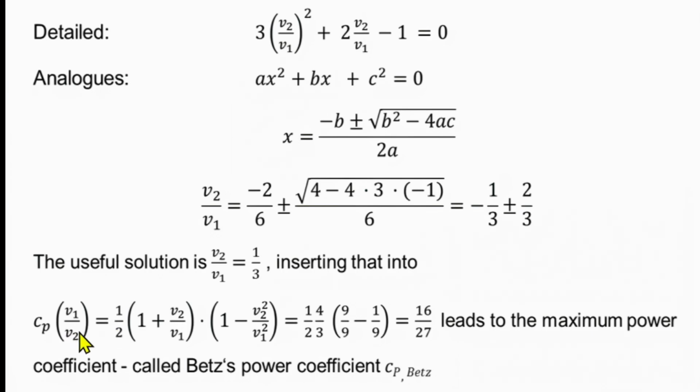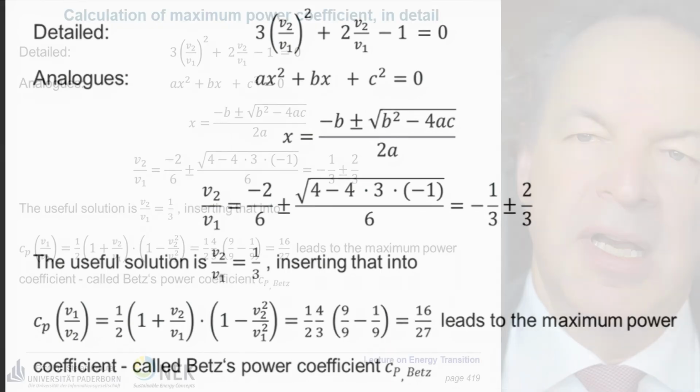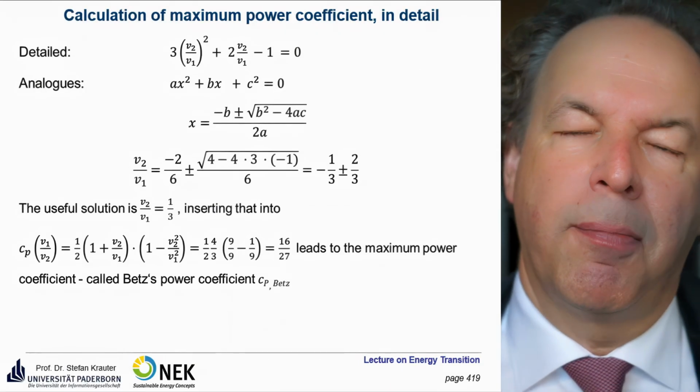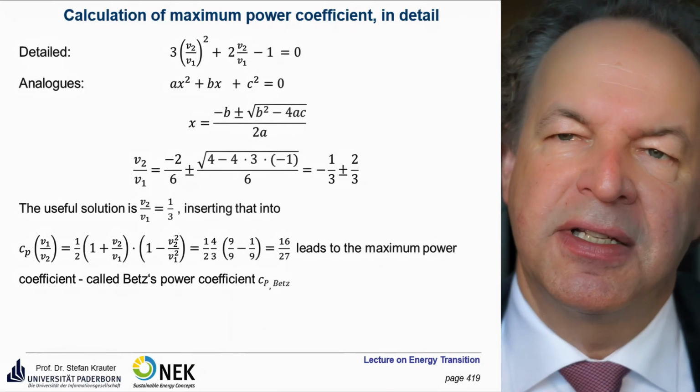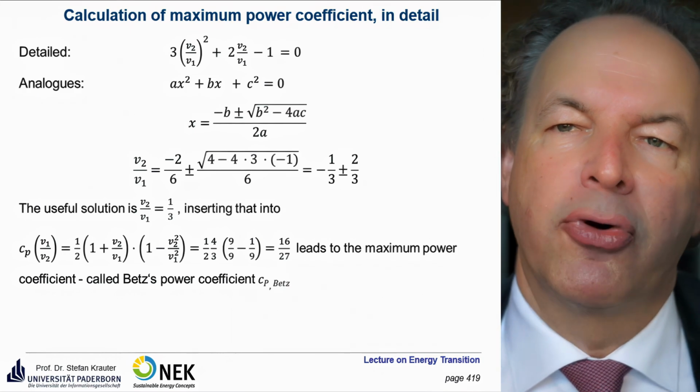And as you already saw, this leads to 16/27 as a maximum for the maximum efficiency, which is close to 0.6. As it was discovered by Mr. Betz in 1926, it's called the Betz power coefficient.